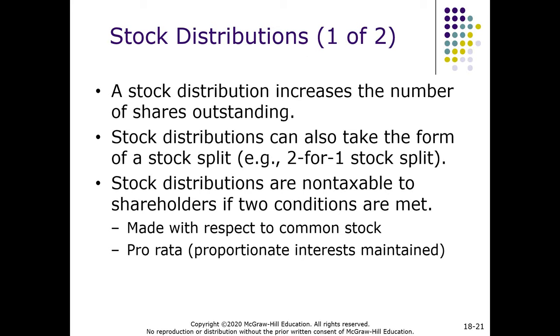Now say, for example, I own preferred shares of Mitsui Bank and they said, look, we're going to issue to all preferred shareholders, for every one share that you own in preferred stock, one share of common stock. We're no longer making that with respect to common stock, and it wouldn't meet the pro rata requirement either, because proportionate interest would not be maintained. It would be a taxable event. Basically, I'd have to pay taxes on the fair market value of the shares received.